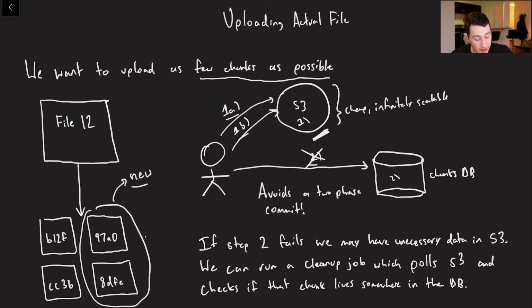So what could we actually do? Well, we could have a cleanup job, which occasionally polls S3 and then checks if the chunk is somewhere in the chunks database to see if we actually need it for any of our file versions.